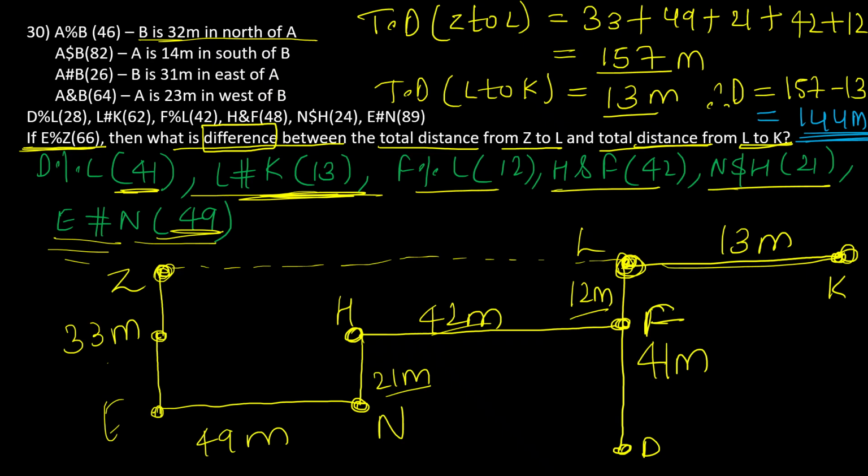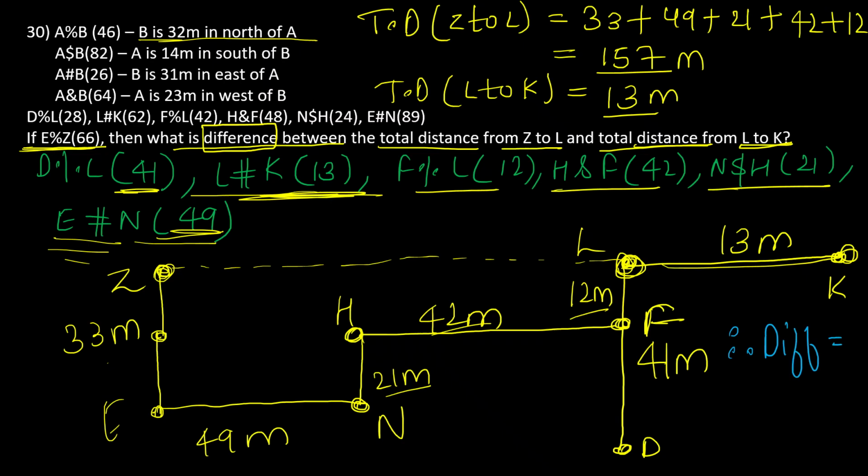Otherwise, I'll write it here, students, if you are getting confused. So the difference is 157 minus 13, that is 144 meter. So that is your answer. Okay. I hope you got this.